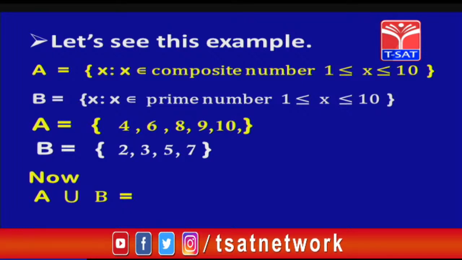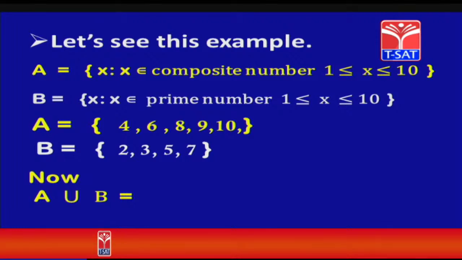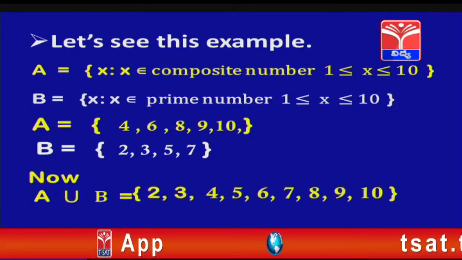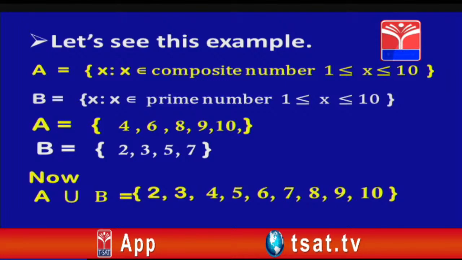Now, A union B, you see. Can you guess? Just combine the elements: 2, 3, 4, 5, 6, 7, 8, 9, 10. So, this is called the union of sets.